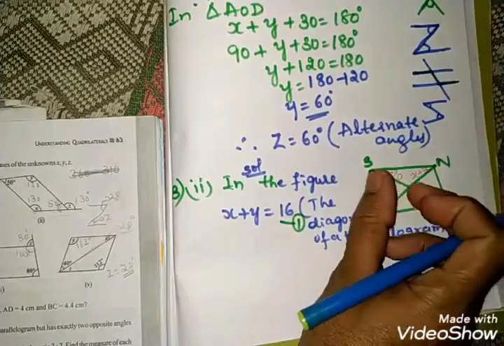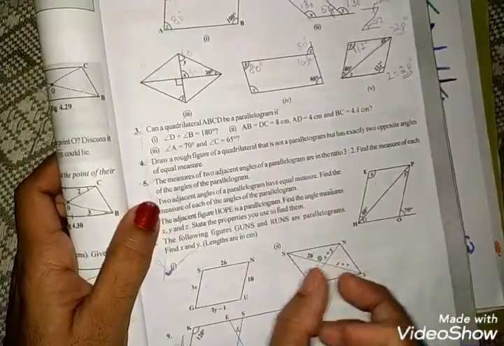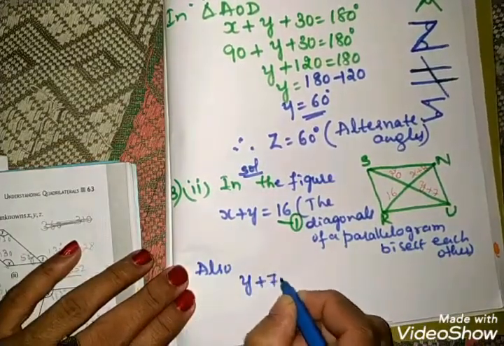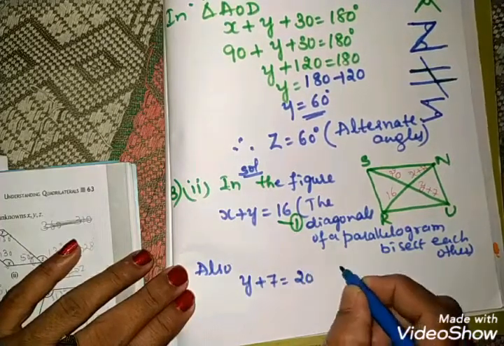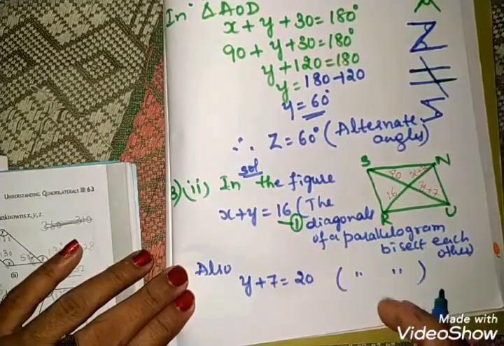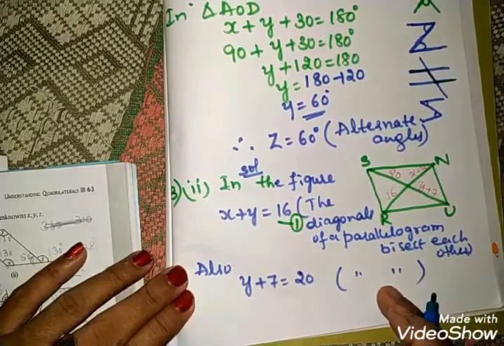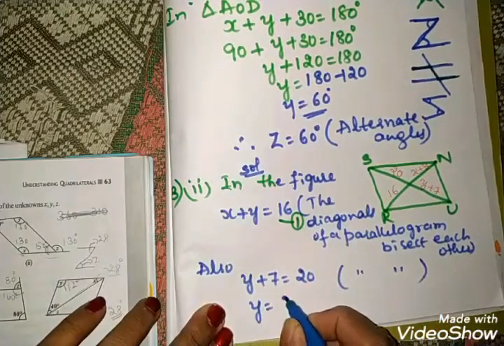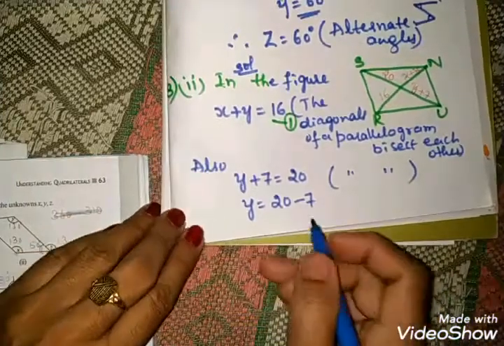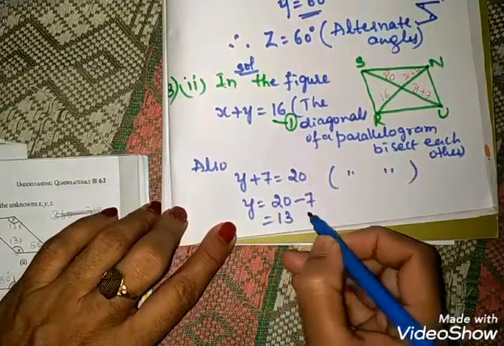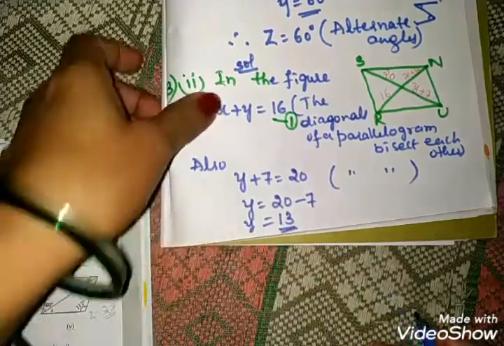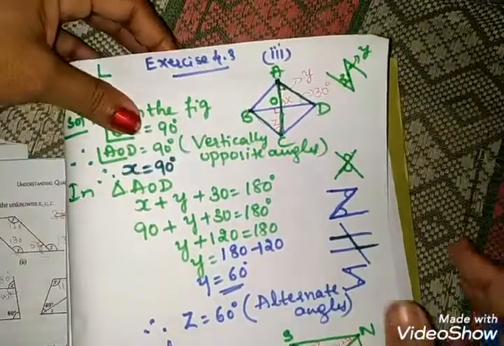Y plus 7 is equal to 20. Same reason, children. The reason is the same as before, and this reason you have to write here. Y plus 7 is equal to 20. Let me find out y: y is equal to 20 minus 7, that is 13. Y is equal to 13. Y value we got 13. Okay, y value over.